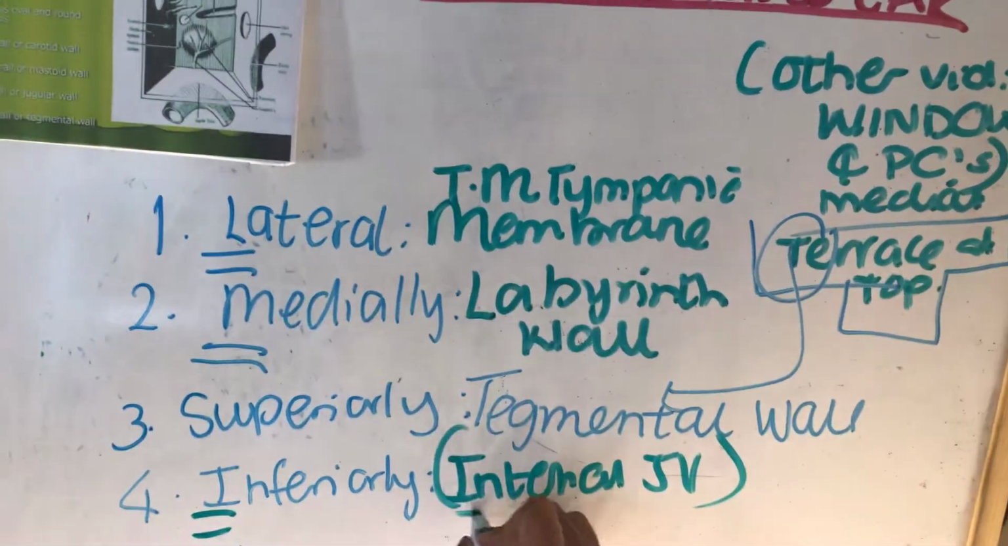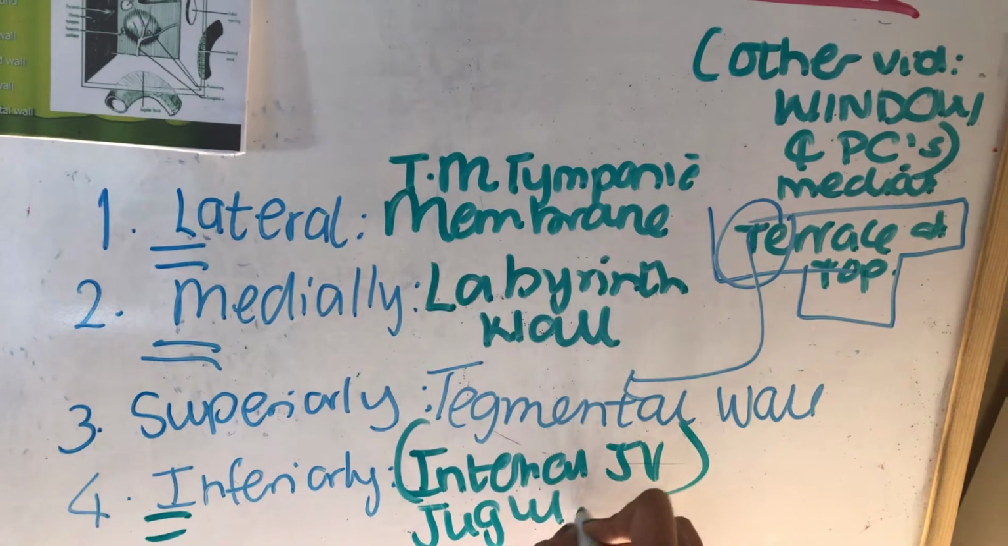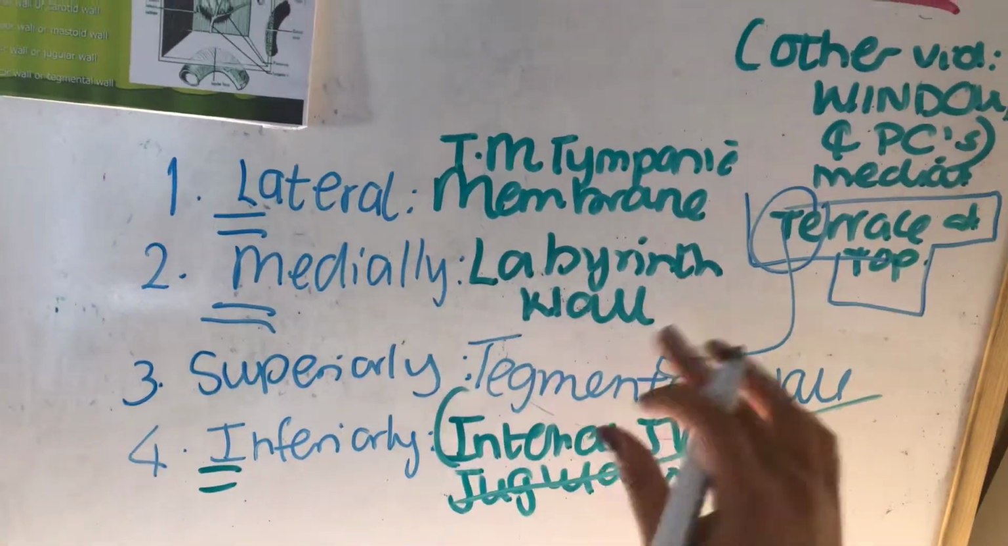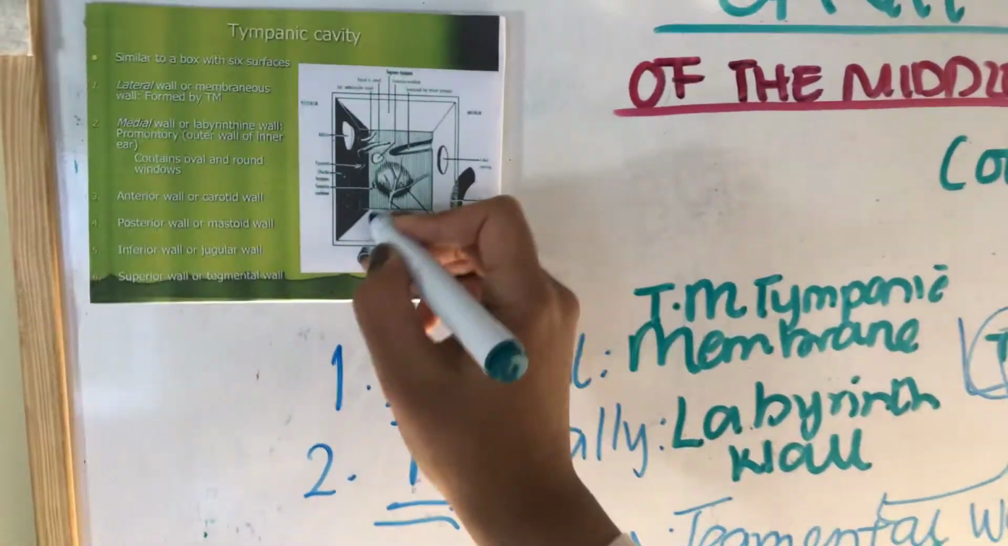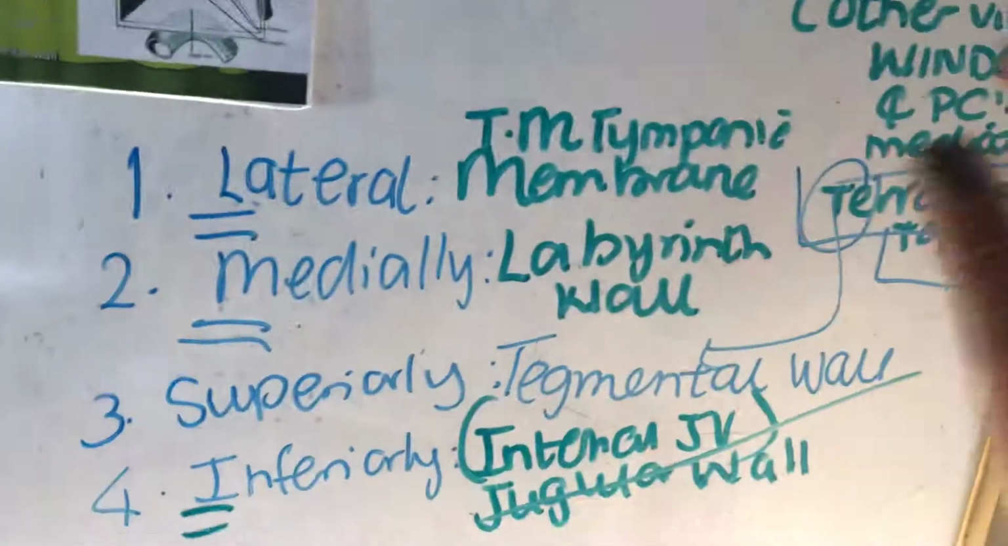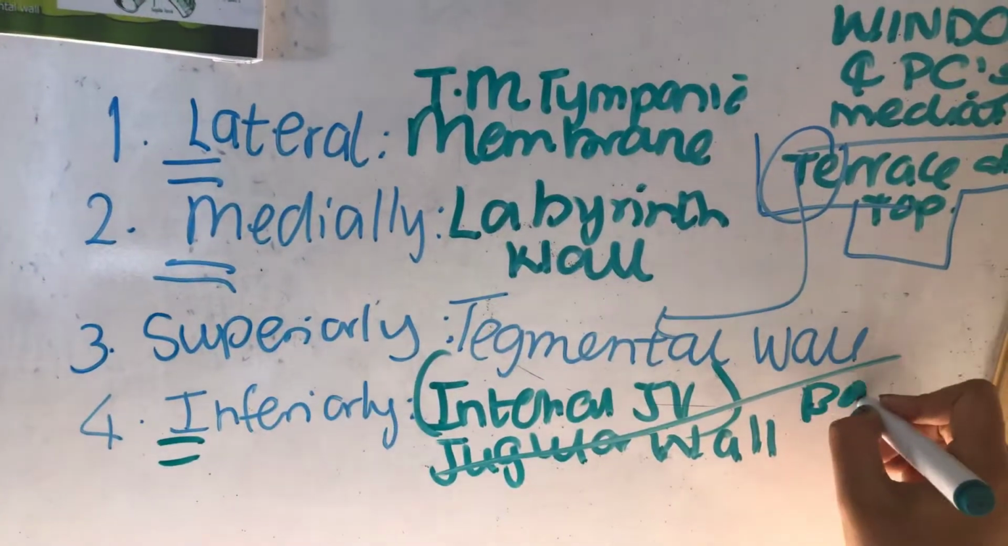Next, we have inferiorly, and inferiorly, just think I for internal jugular vein. But this is actually called the jugular wall. By the way, there is a bony plate here that divides it from the internal jugular vein, the jugular fossa. So there is a bony plate also.